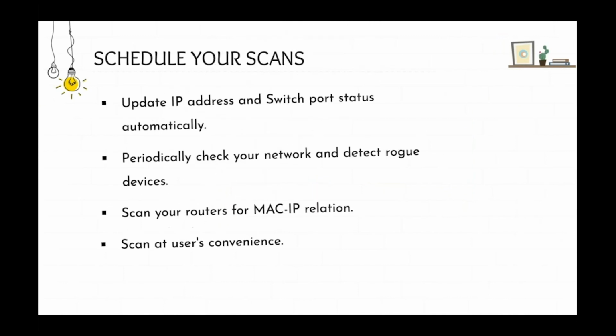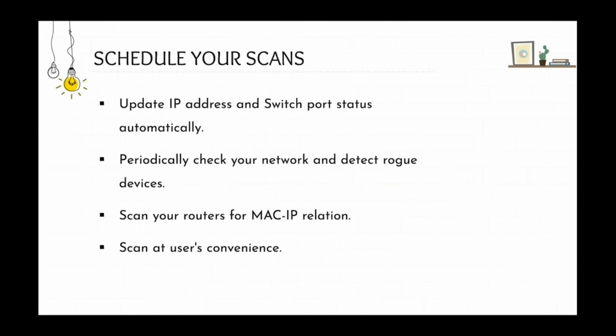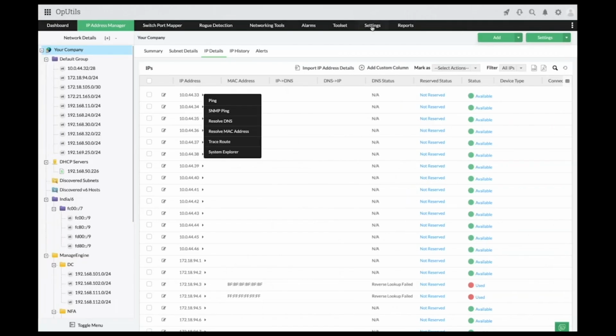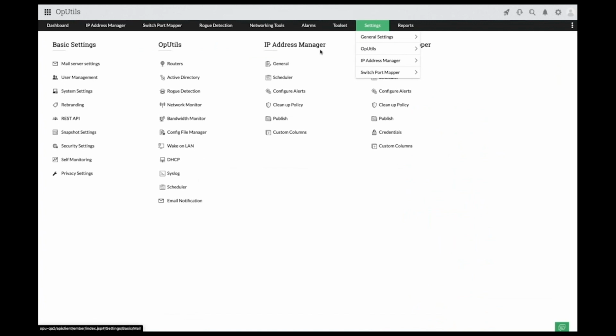With scheduling, you have the option to get your IP and port status updated automatically at a particular interval through the scans. You can get your network checked for any intrusion or unauthorized devices. You can get your MAC and IP relations, and these scans are so customizable that you can get them done at a user-convenient time period. So let's hop into the scheduling option. You can access this scheduling option under the settings.